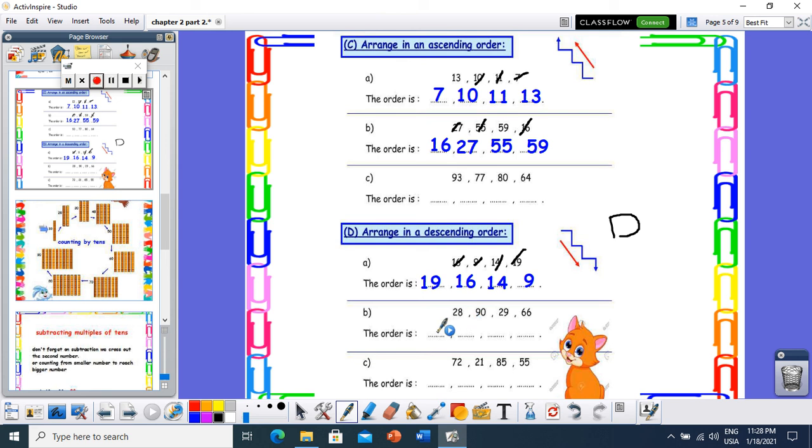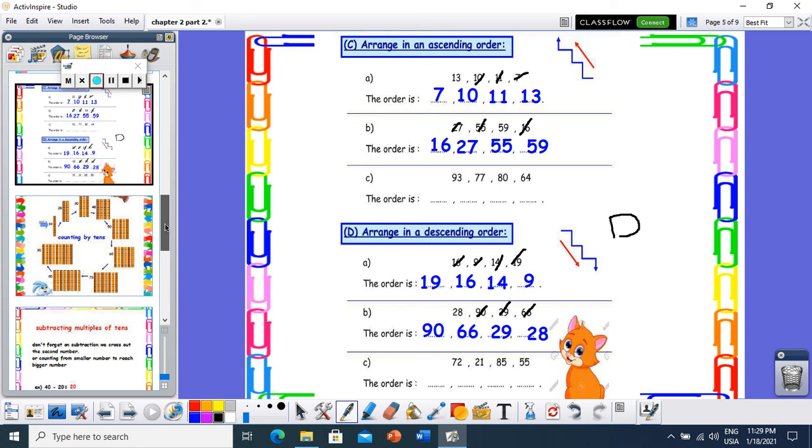Excellent, 90. 90 is the biggest number, so I will write 90 first, then I will cross it out. 28, 29, 66. Which number is the bigger number? 66. So I will write it and cross it out. Then 28 and 29. 29 is greater than 28, so I will write 29. Then I will cross it out, and finally I will write 28.